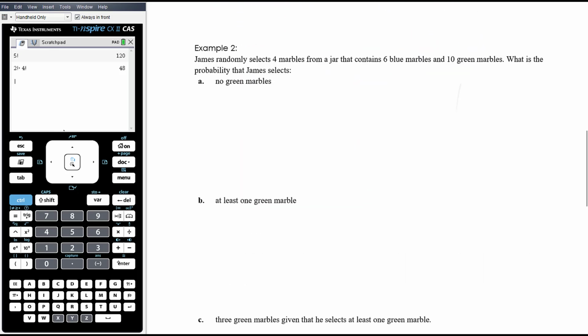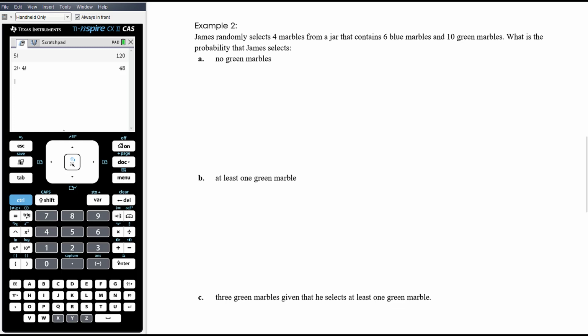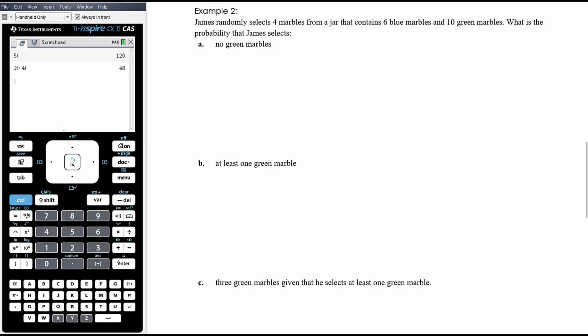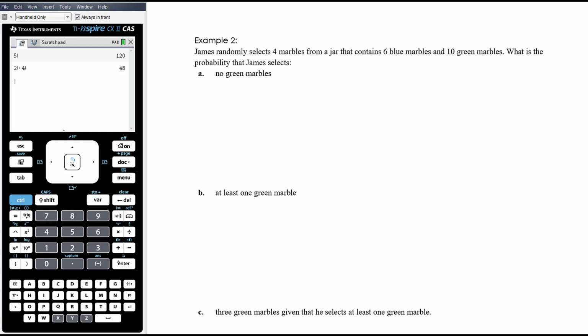Okay, example 2. James randomly selects 4 marbles from a jar that contains 6 blue marbles and 10 green marbles. What is the probability that James selects no green marbles, at least 1 green marble, 3 green marbles, given that he selects at least 1 green marble? Okay, so this is a selection. The order doesn't matter, so it's an NCR rather than an NPR.